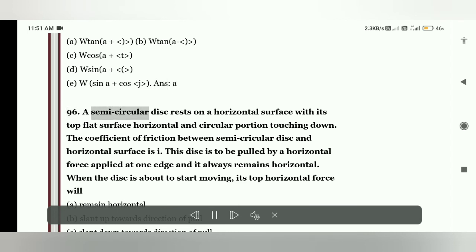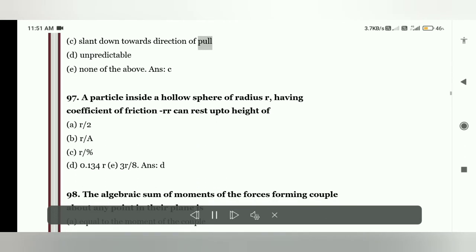96. A semicircular disc rests on a horizontal surface, with its top flat surface horizontal and circular portion touching down. The coefficient of friction between the semicircular disc and horizontal surface is μ. This disc is to be pulled by a horizontal force applied at one edge, and it always remains horizontal. When the disc is about to start moving, its top flat surface will: A, remain horizontal; B, slant up towards direction of pull; C, slant down towards direction of pull; D, be unpredictable; E, none of the above. Answer: C.